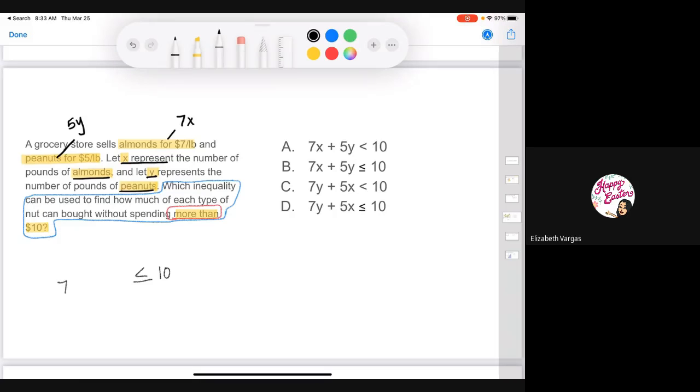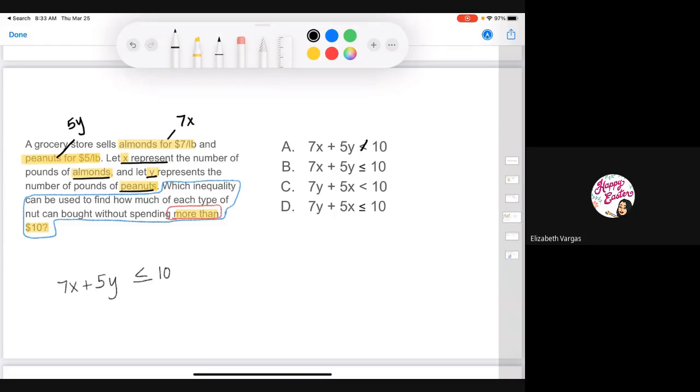Well, we would do 7X plus 5Y, and then include that on the opposite side of our inequality. So basically, whatever we actually spend on the almonds and the peanuts must be less than or equal to our $10, because we can spend no more than $10. And so now we just look for this inequality in the answer choices.